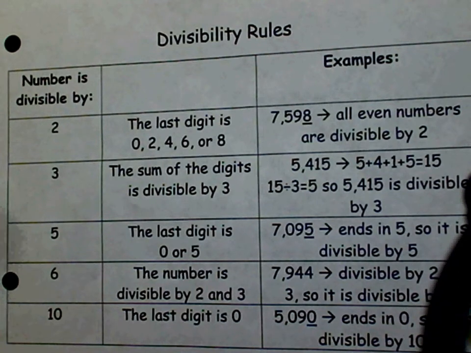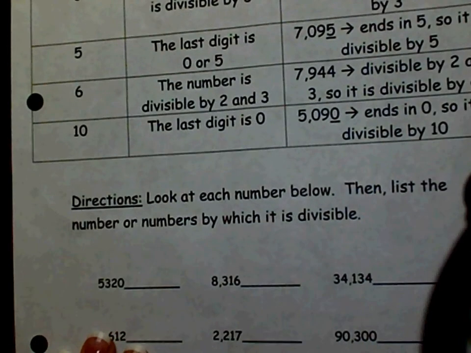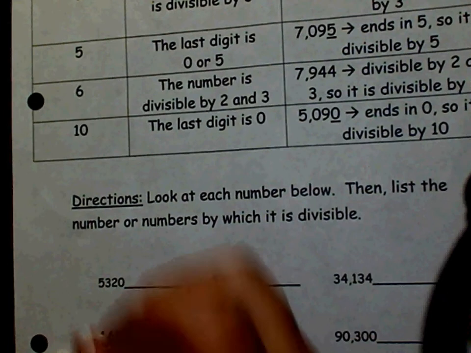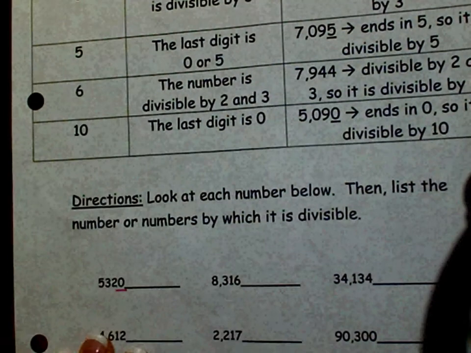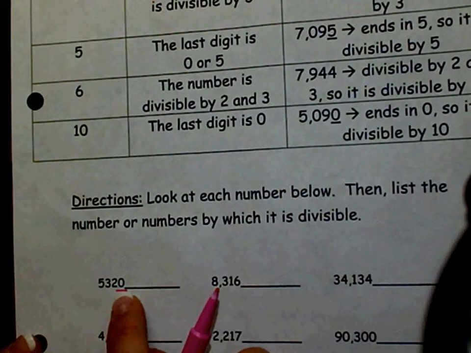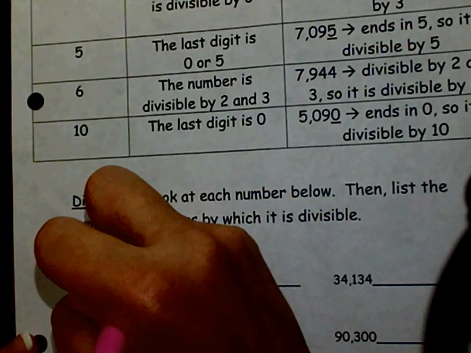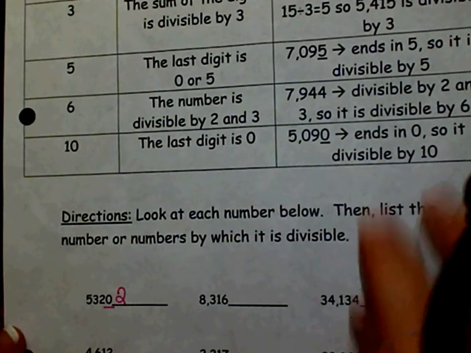We talked about 2, the last digit has to be a 0, 2, 4, 6, or 8. So let's look down here at this number, 5,320. The last digit, they mean the ones place. The rule for the number 2 said it had to be a 0, 2, 4, 6, or 8. Well, since this is a 0, it falls into that rule. So 5,320 is divisible by 2.